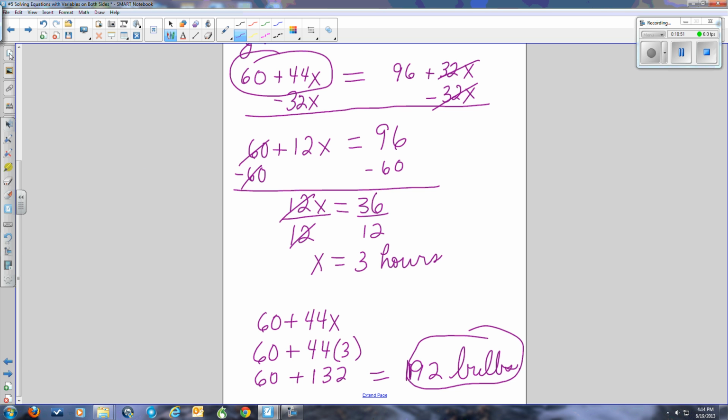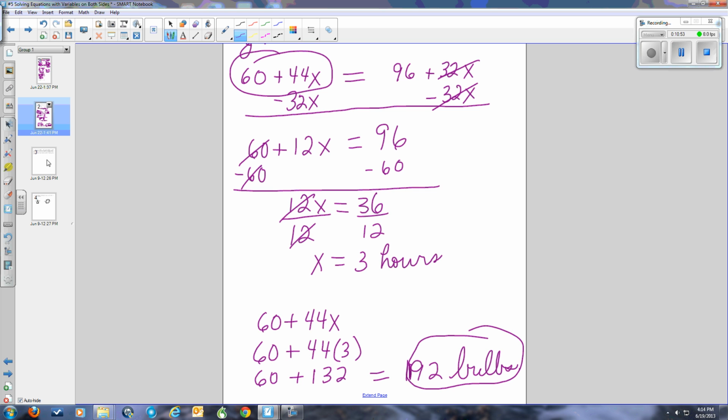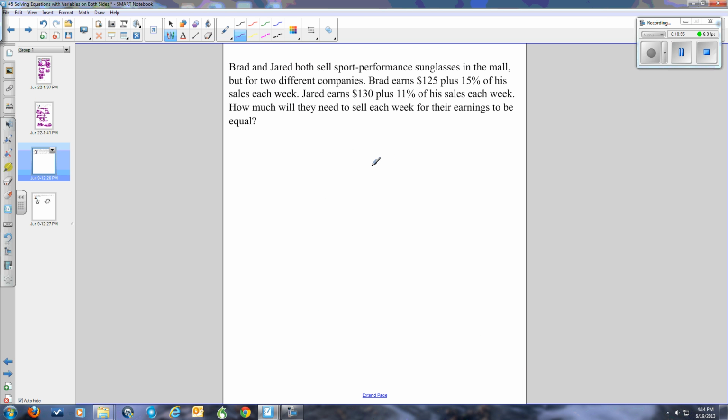Okay, so now let's go on to the next problem. Brad and Jared both sell sport performance sunglasses in the mall, but for 2 different companies. Brad earns $125 plus 15% of his sales each week. Jared earns $130 plus 11% of his sales each week. How much will they need to sell each week for their earnings to be equal?